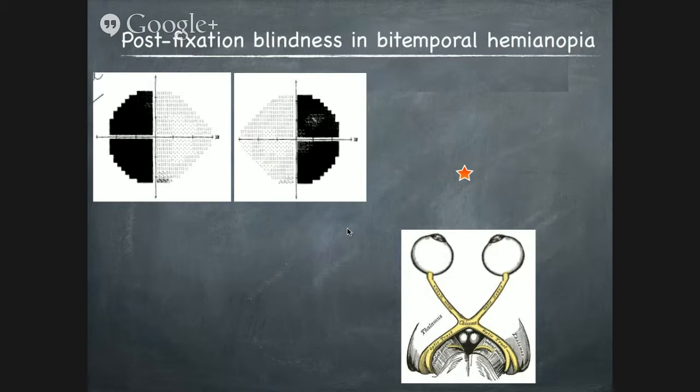So that's part 1. That's field slide, which you haven't heard about yet. It is one of the more interesting ways in which a bitemporal hemianopia can mess with your vision. This is the next part of it. It's called post-fixation blindness. So we take a very careful history from a person with a bitemporal hemianopia, depending on what activities they're trying to do and find frustrating.